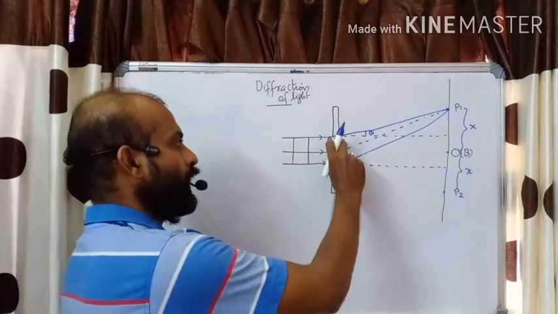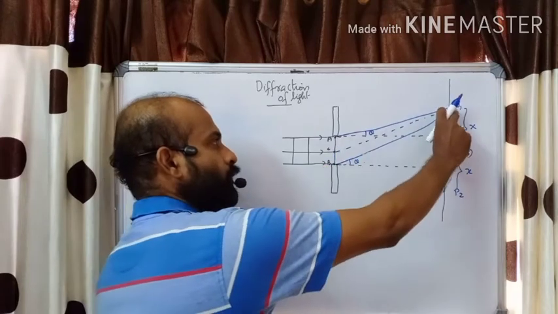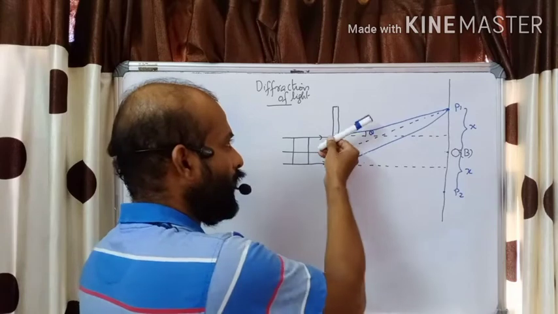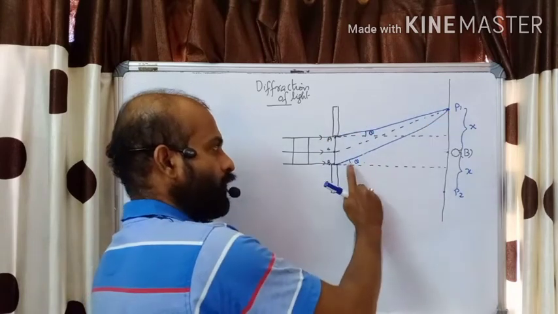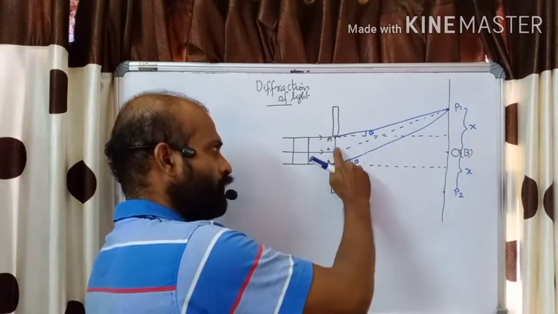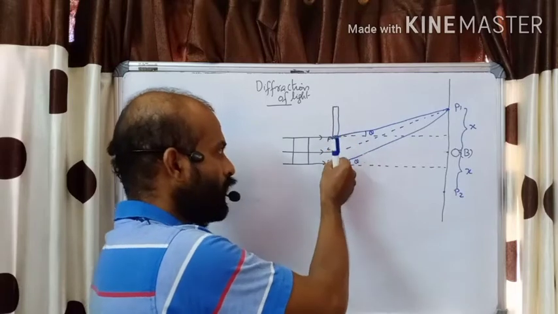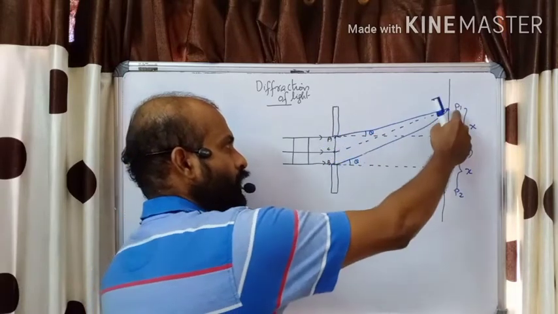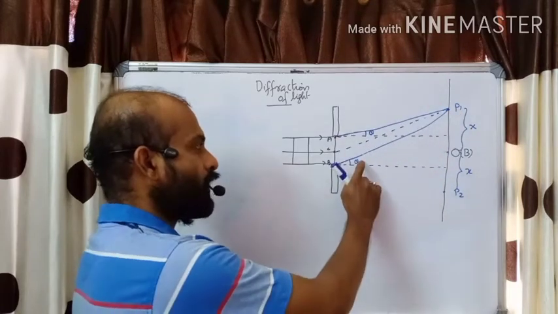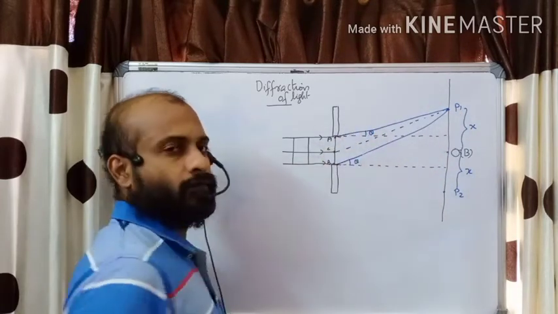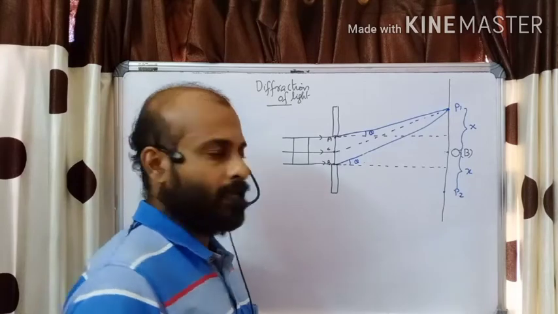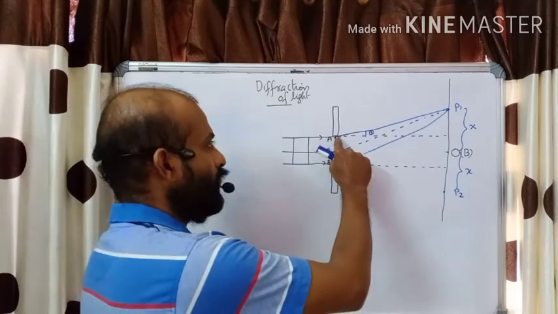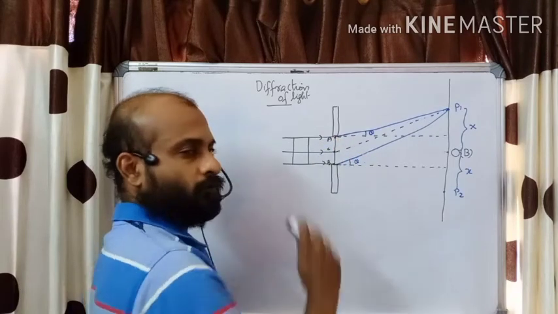So wavelets from A and B are reaching the point P1 after diffraction. After bending through an angle, they reach the point P1 from A, B, and from each and every point on this wavefront. There are wavelets, after diffracting through an angle, reaching the point P1. What is the angle of diffraction? Theta is the angle of diffraction. Now definitely we can say that there is a path difference between the wavelets from A and B.